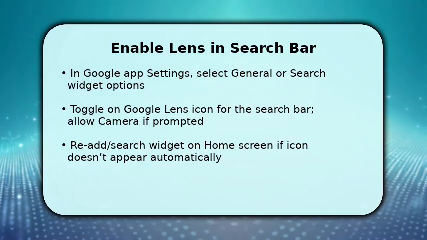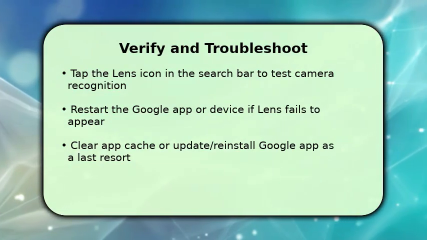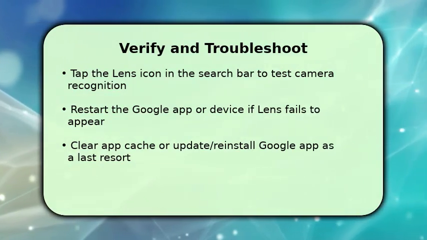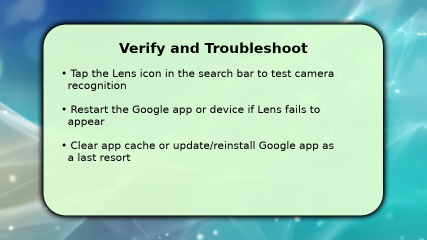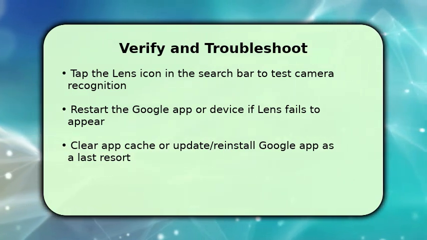Finish by verifying Lens works from the search bar. Tap the lens icon and point the camera at an object to confirm recognition. If the icon never appears, restart the Google app, then your device, because that often resolves widget refresh issues.